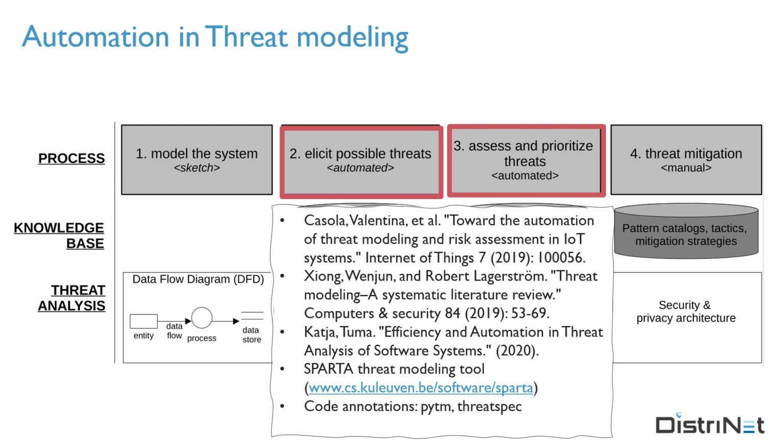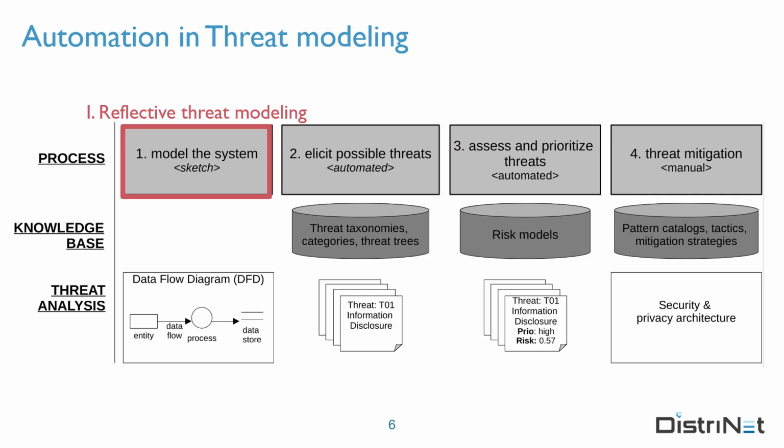These automation efforts have mainly focused on the two intermediate steps, so the generation of potential threat scenarios on the basis of the system model, as well as the automated calculation of risk and ranking of threats in accordance to these risks. And so on this slide, I've highlighted a number of related work items that indeed contribute to the automation of threat modeling.